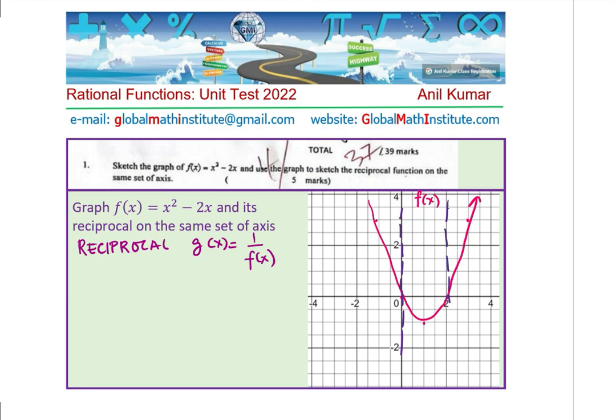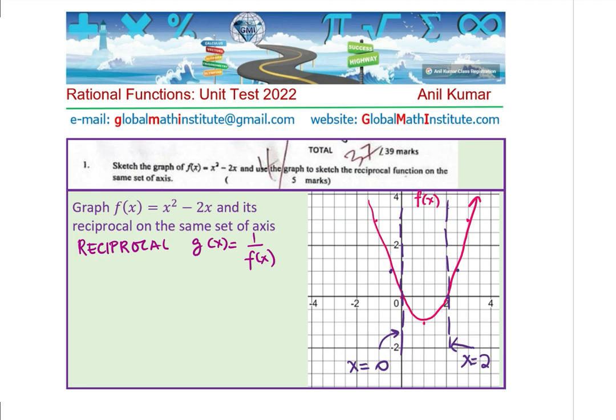Mark this clearly, label them. So we can label this as x equals 2 and x equals 0. These are the two vertical asymptotes. Now identify the point where the function value is 1. Now, the function value is 1 at which point? You could actually calculate here, or in your graph, let's say this is your 1.